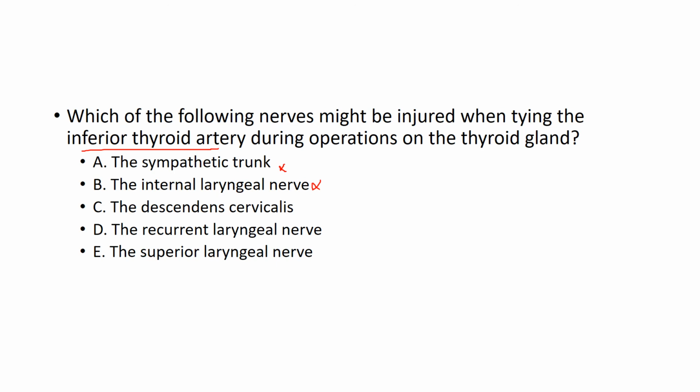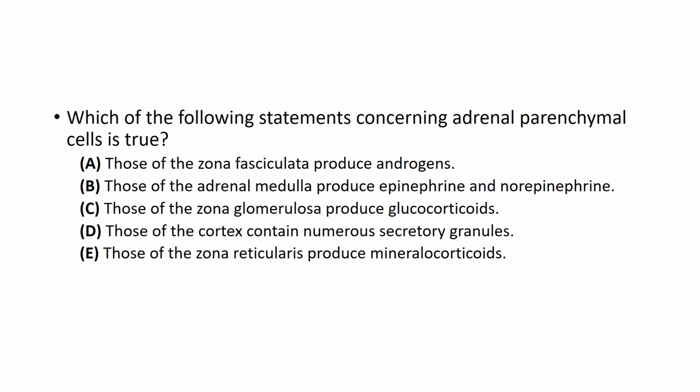No. The descendens cervicalis? No. It's the recurrent laryngeal nerve. So the recurrent laryngeal nerve passes close to the inferior thyroid artery, and that's why when the inferior thyroid artery is cut, the recurrent laryngeal nerve can also be injured, leading on to hoarseness of voice.